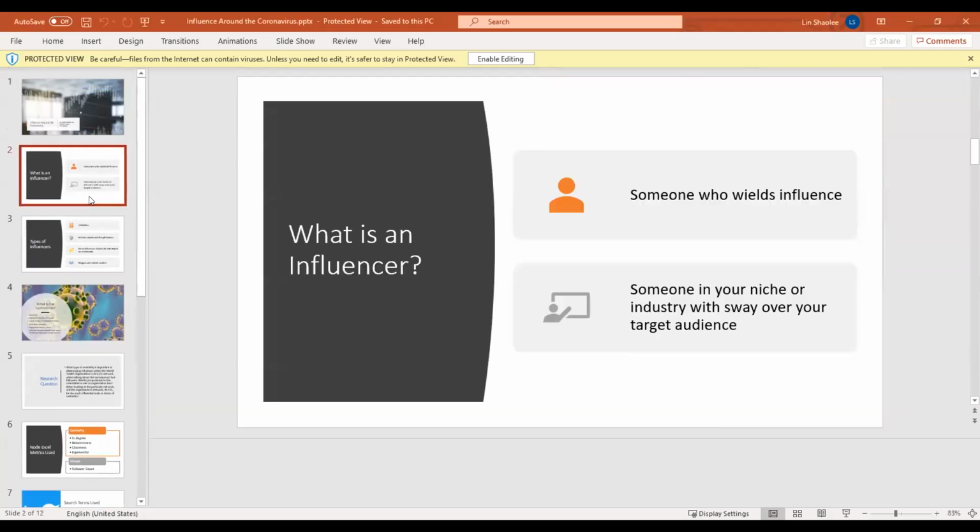We had to first start off with truly trying to figure out what an influencer is, because most people will look at an influencer and by definition assume that it's just a person with a lot of followers. But truly an influencer is someone who wields influence for either positive or negative gain, or someone with a large amount of sway in an industry or a particular niche or community.